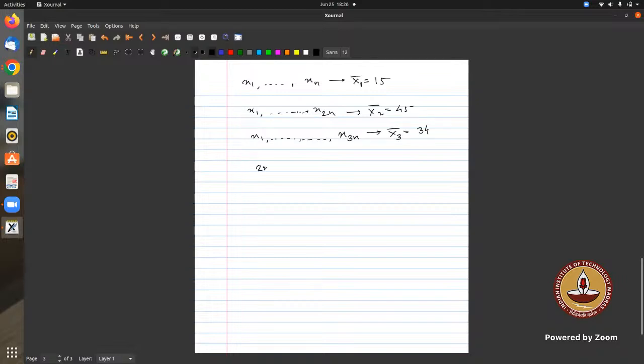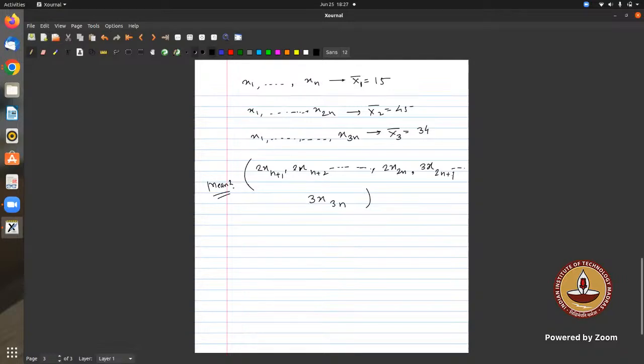2xn+1, with n+1 in the subscript, 2xn+2, so on up to 2x2n, again comma, 3x2n+1, 3x2n+2, so on up to 3x3n. So we wanted to find the mean for this, right? That's it.